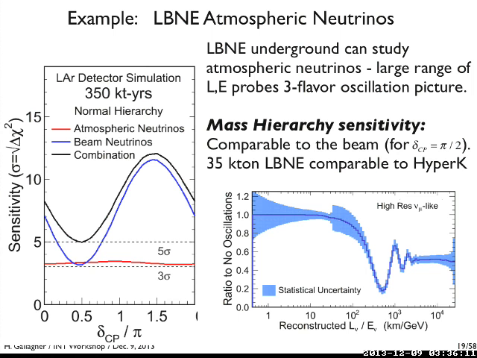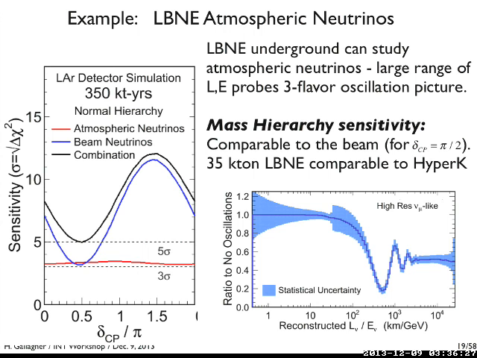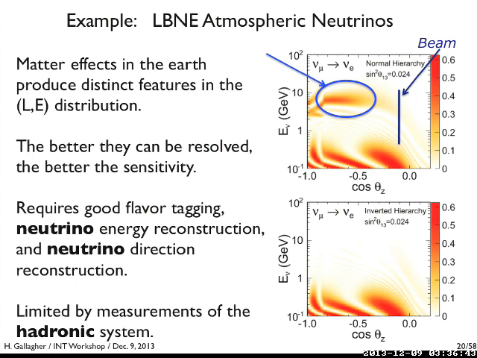But if you start to think about why a liquid argon detector does such a good job, one of the things we realized in doing some of these sensitivity studies in LB&E is that this relatively small LB&E detector for atmospheric neutrinos does as well as Hyper-K for this measurement, which is obviously a much larger detector. And if we look at why that is, the reason is that the mass hierarchy in atmospheric neutrinos appears as a matter enhanced resonance in a certain region of energy and zenith angle space.